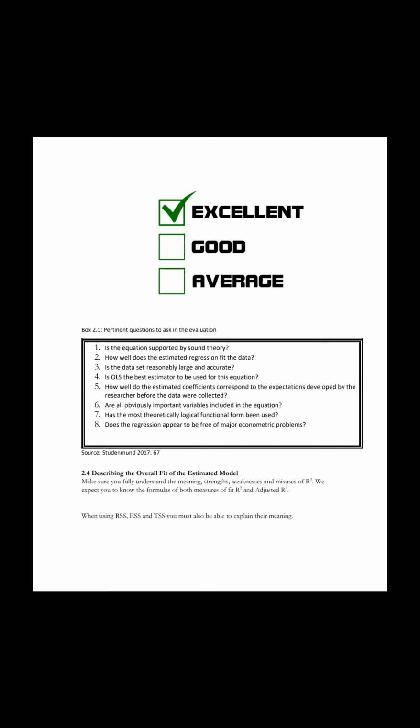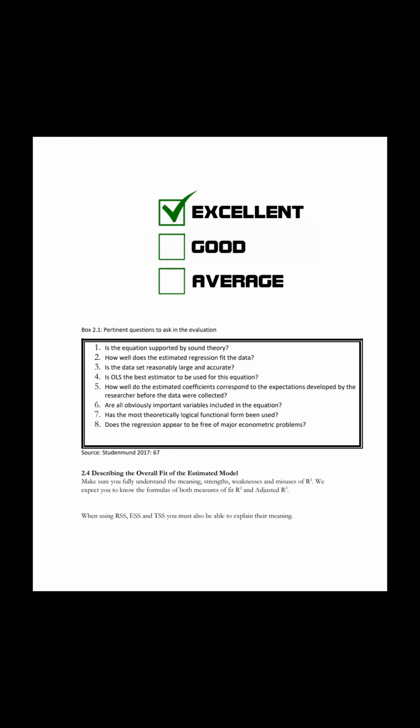So you ask yourself that question now. But again, you remember that there are certain products that respond in that direction. But at the end of the day, when doing regression analysis, you have your expectations there. Then, are all obviously important variables included in the equation? So are all things that affect the quantity demanded of the product included in that equation? You see, has the most theoretically logical functional form been used?